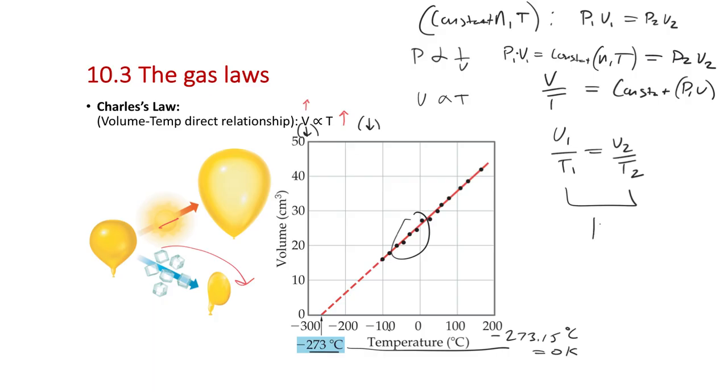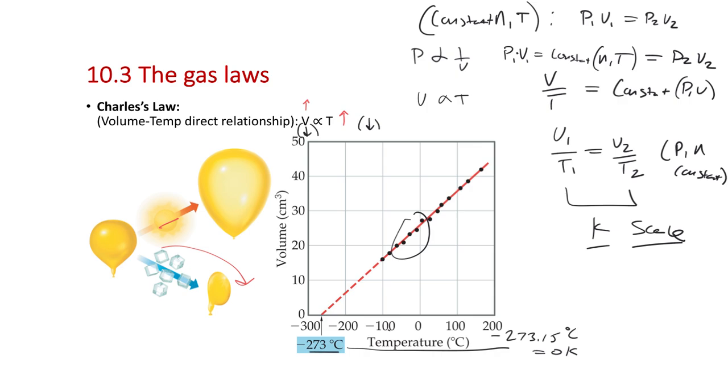And one thing here is that you've got to use the Kelvin scale for your temperature. So whenever you see a problem like this, you're generally going to need to flip your temperatures and always use the Kelvin scale and not the degree C scale. And again, this is at constant pressure and moles.